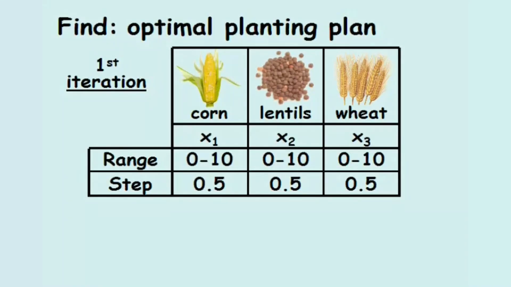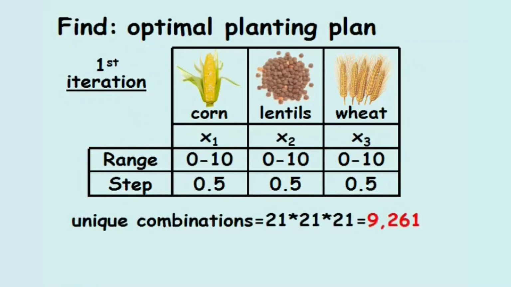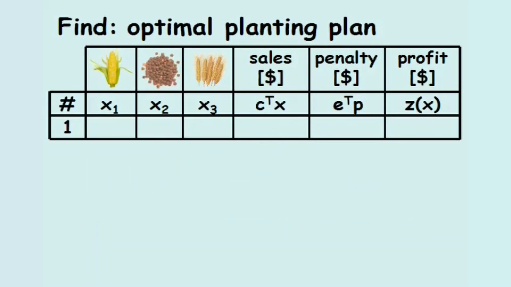By varying the quantity of corn, lentils, and wheat between 0 acres and 10 acres, using a step size or discretization of 0.5 acres, this will amount to 9,261 unique planting plans, or combinations of X1, X2, and X3. If we simulate each of the 9,261 planting plans one time, there will be 9,261 trials in the simulation.